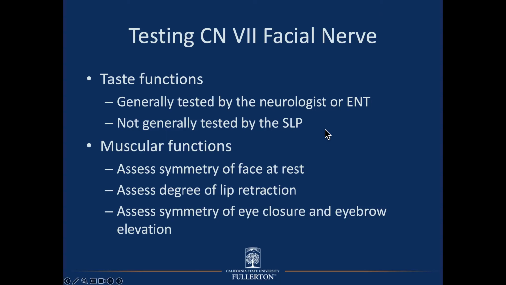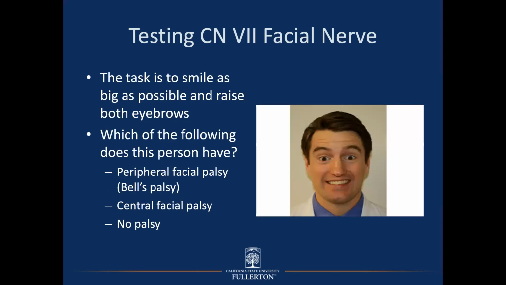For muscular functions, it's kind of easy. We look at the face at rest, just look, and you're looking for asymmetry. We assess the degree of lip retraction, and we're looking at symmetry again, and we assess the symmetry of eye closure and eyebrow elevation. And I think in the next several slides, we'll see some of that. So now in this task, we're just asking them to do everything. Elevate like you're shocked, elevate your eyebrows and retract your lips. And the task is to smile as big as possible while raising both eyebrows.